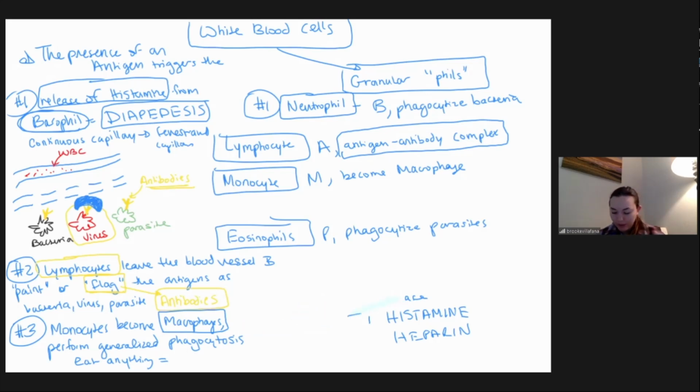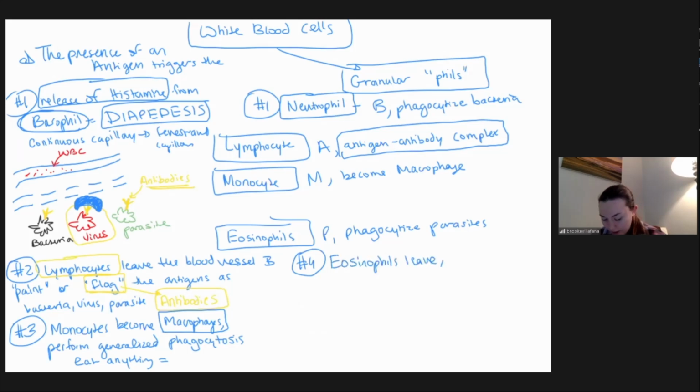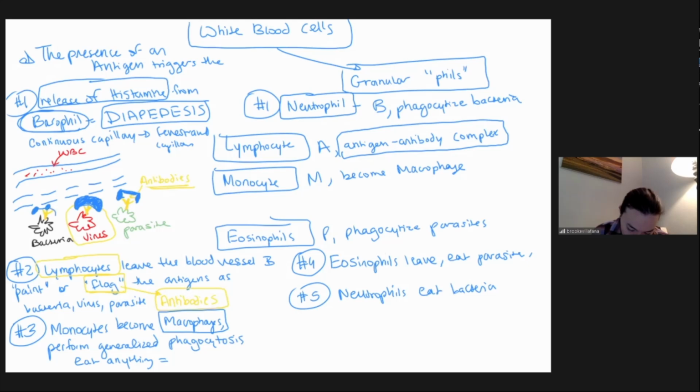All right, step number 4 here is my eosinophils leave, and they are going to eat or phagocytize parasites. Here's my little eosinophil, and he's working on eating this parasite. And then my last one, number 5, is my neutrophils, and my neutrophils eat bacteria. Here's my little neutrophil eating that bacteria. Does that make sense? The thing that releases the histamine is the basophil, causing diapedesis here.